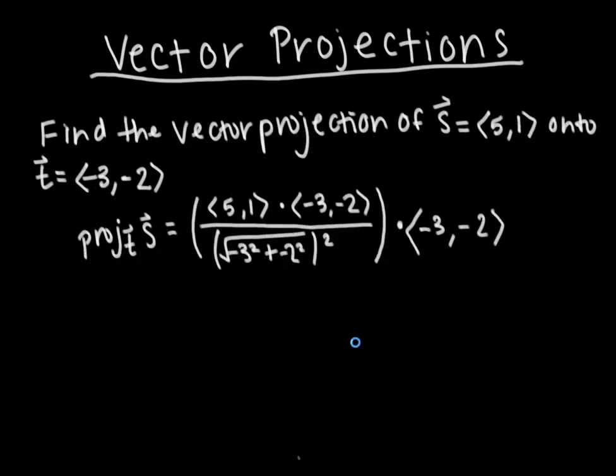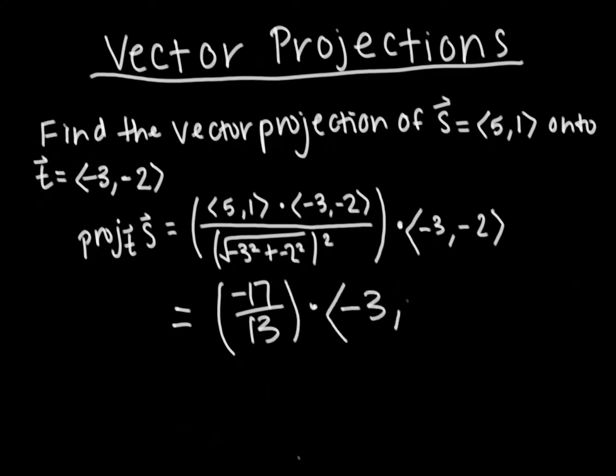This is the vector projection already laid out. As you can see, it's a dot product of vector S times vector T over the magnitude squared times vector T. And once you simplify it all out, it should equal negative 17 over 13 times vector T. And once you multiply those two together, you should get the vector projection of 3.9 and 2.6.